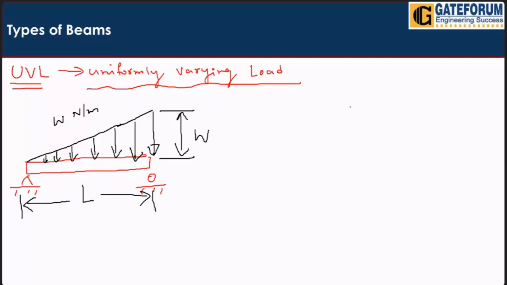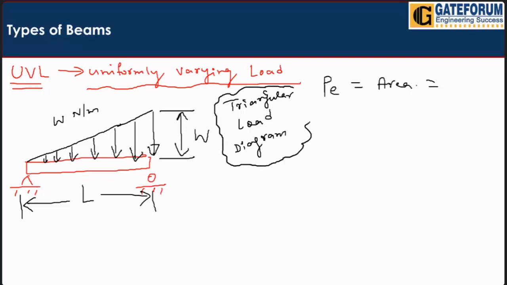So what about P, the equivalent point load? It is equal to the area of the load diagram. What about the area? This is a triangular load diagram now; previous was rectangular. For a triangle, area is half into base into height. Half into base, which is L, into W.